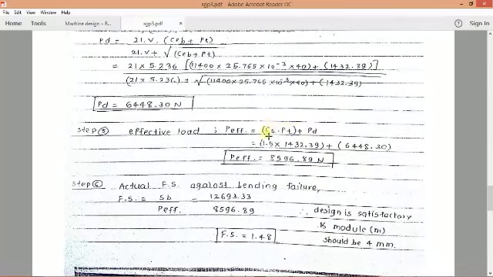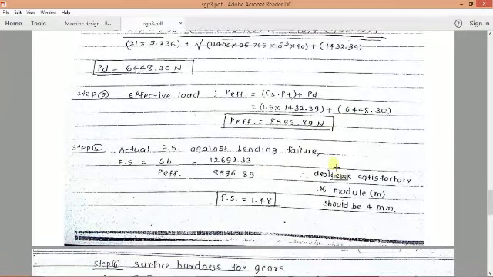So we have CS as 1.5, PT we already calculated, and PD is now calculated. Putting these values we calculate P effective. Then we get the P effective value 8596.89 Newton.